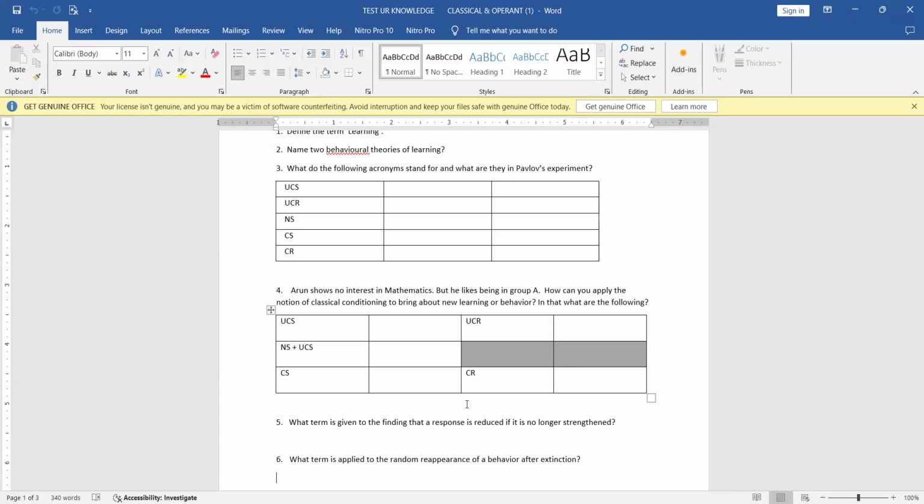What is unconditional response? Arun's liking to be in the group A. The neutral stimulus is no interest in mathematics. Mathematics is the neutral stimulus. The conditioned stimulus is mathematics, because after pairing mathematics with group A for some time, now even in the absence of group A, the child likes doing mathematics. So conditioned stimulus is the previously neutral stimulus, that is mathematics. So conditioned response is the student liking to learn mathematics.